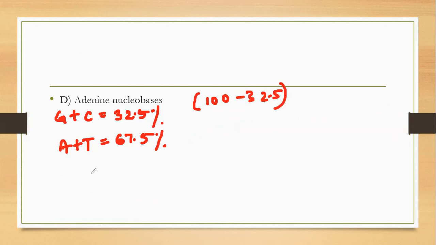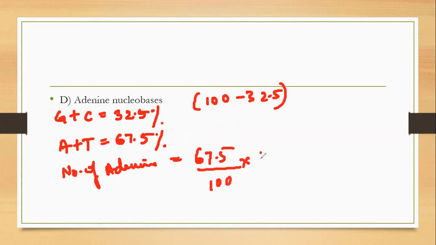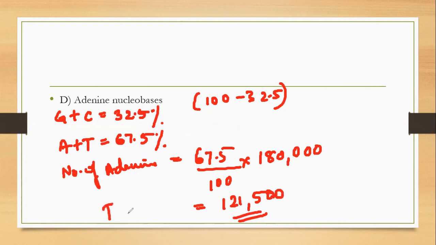Now this is to calculate the number of adenine. The number of adenine, you need to calculate the percentage of that value. So that is 67.5 percent of 180,000 base pairs. So how much are you getting? Around 121,500. Now do not get confused, because the other 121,500 will be the thymine. So don't get confused. Similarly, you can also calculate cytosine and guanine also.